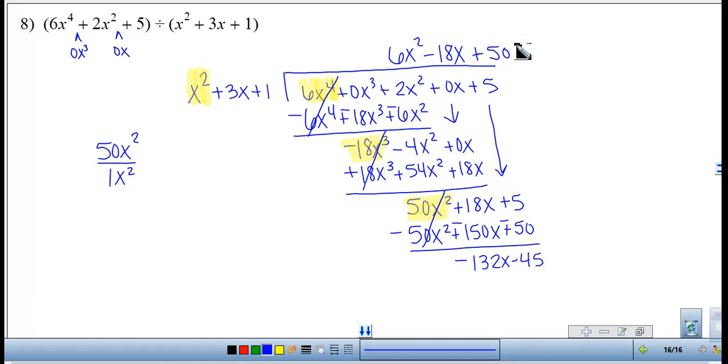To write my remainder, I'll put down a plus sign. I'll take the entire remainder. It will go to the top of my fraction. The denominator of my remainder is my divisor, x squared plus 3x plus 1.